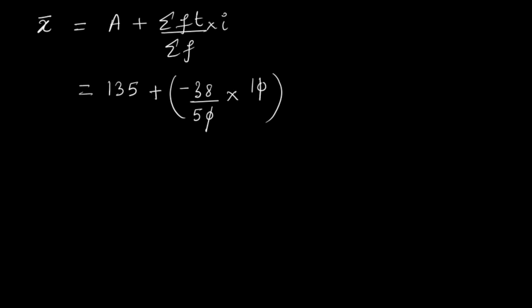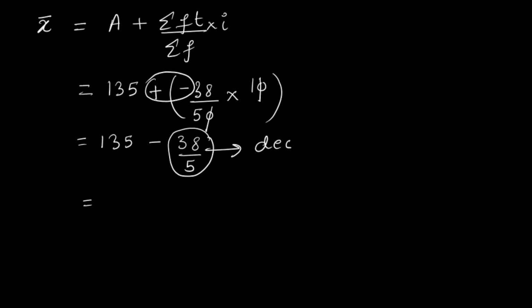So 0 and 0 here we can cancel. I am left with 135, and two signs together we have to make a single sign, plus minus is minus, minus 38 by 5. Remember, some students take LCM and then do it, so that will be a little lengthy. As I have told you earlier also, convert this part into decimals. Then it will be very easy for you.